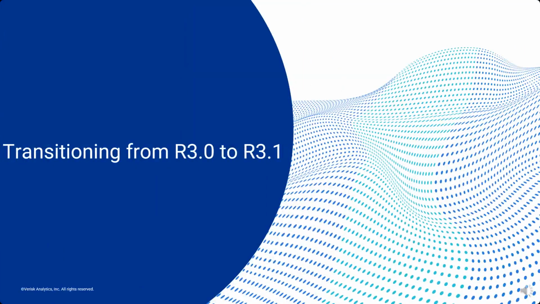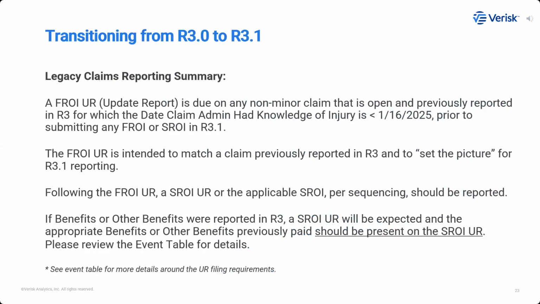Moving on, we will now discuss the transition from Release 3.0 to 3.1. Prior to submitting any FROI or SHROI in Release 3.1, a FROI UR update report is due on any non-minor claim that is open and previously reported in Release 3 for which the date the claim administrator had knowledge of the injury is prior to January 16, 2025.